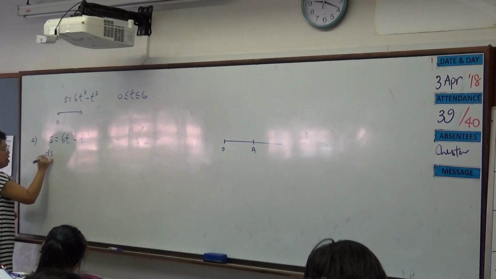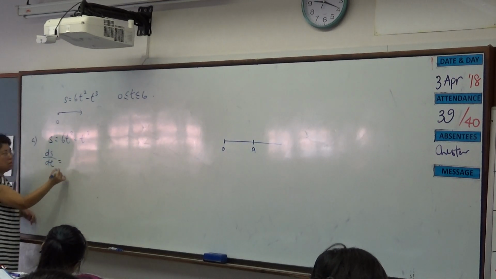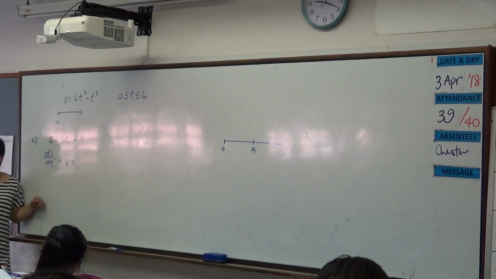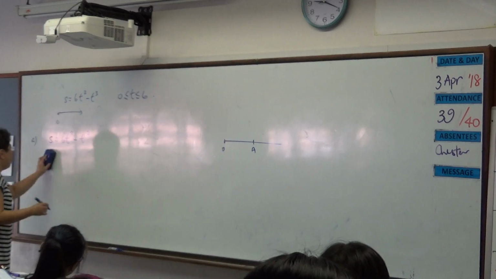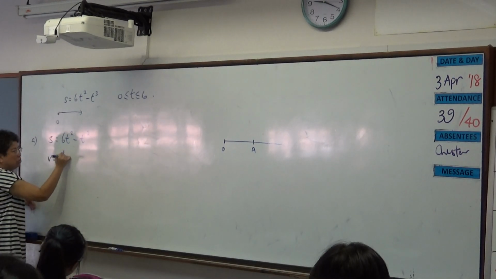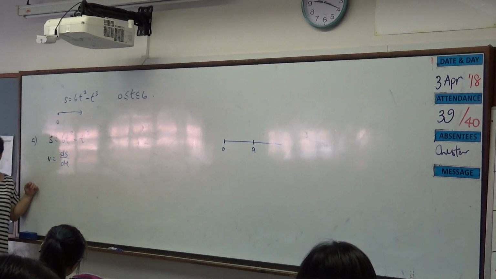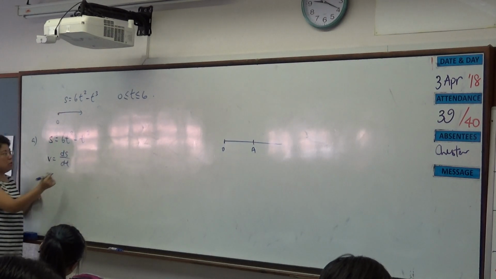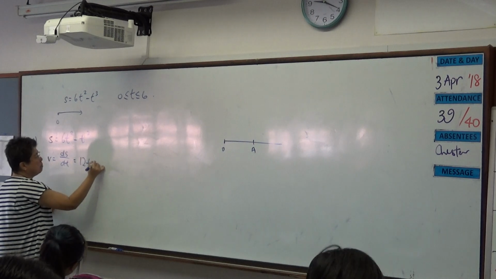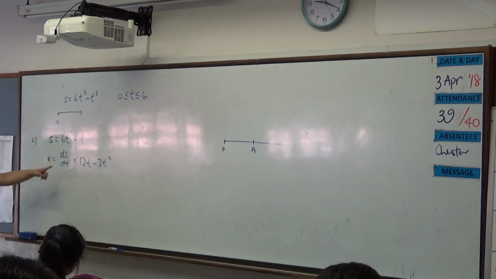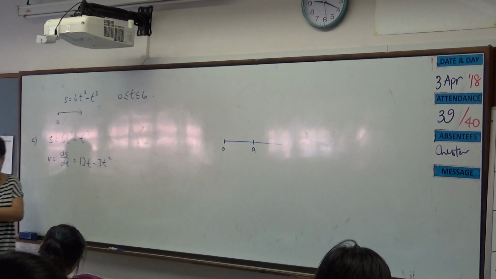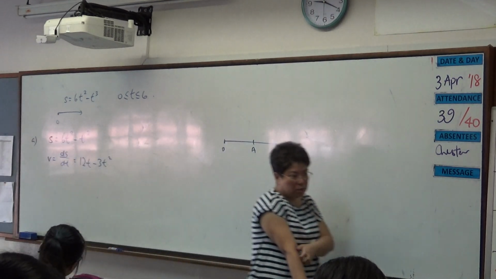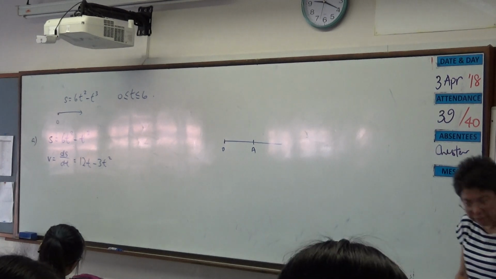what is ds/dt? It's actually v, right? Do you agree that ds/dt is actually v? Velocity is what you get when you differentiate displacement with respect to t. So this will be 12t minus 3t squared. So this is the function for velocity. Now we find the velocity after 3 seconds.